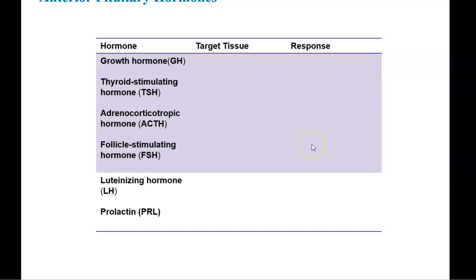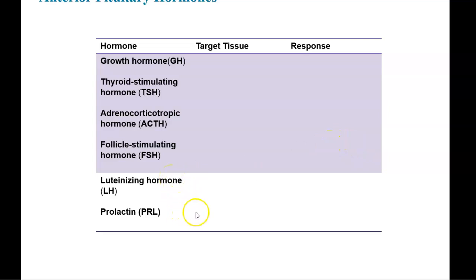Then there's the luteinizing hormone. That's also going to target the ovaries and the testes. In the ovaries, it's going to trigger ovulation. It's also going to stimulate the production of estrogen. And in males, it's going to stimulate the production of testosterone.